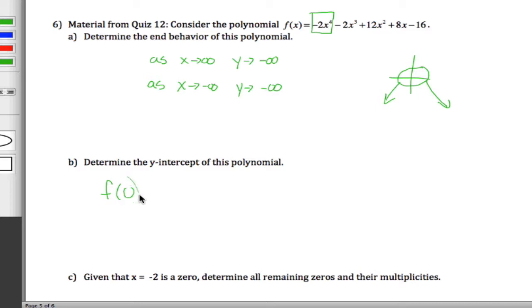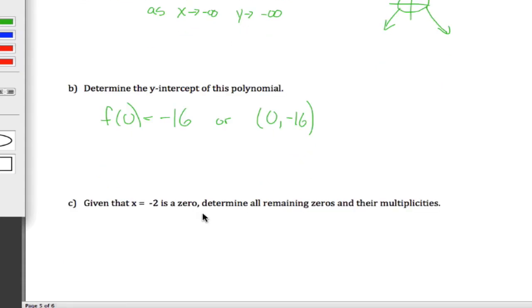f of 0 is 0 minus 0 plus 0 plus 0 minus 16. Leave it like that, or you can write it like this. I don't care. Either way is fine. It's just the value of your constant term, because all the terms with an x in them go to 0 when you change x into 0. Y-intercept, that's all.